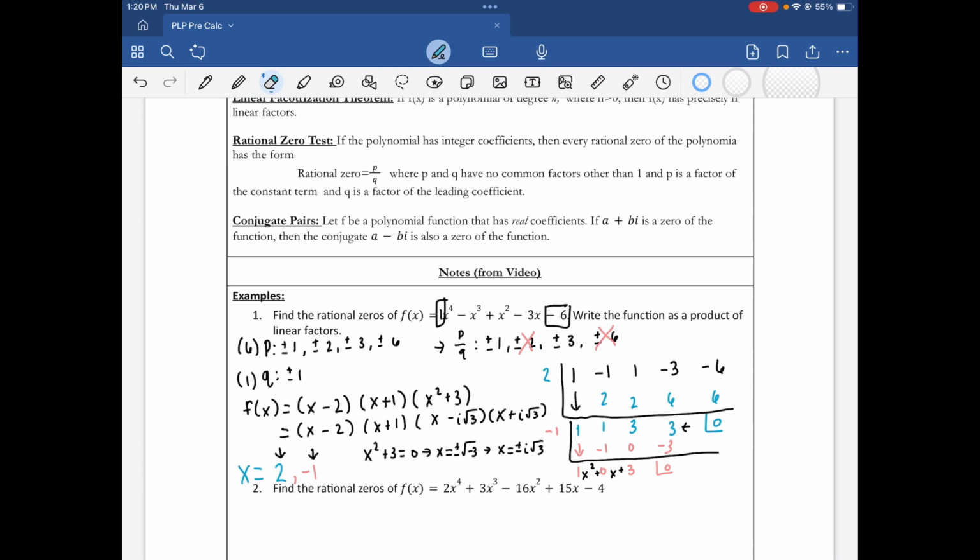Anytime the conjugate pairs, let f be a polynomial function that has real coefficients. If a plus bi is a 0 of the function, then the conjugate a minus bi is also a 0 of the function. So we have x minus i square roots of 3, and we have x plus i square roots of 3. So that's going to give us our 2 separate sets of zeros.